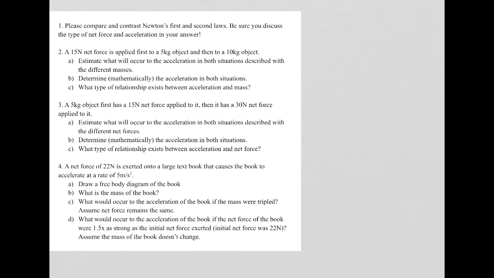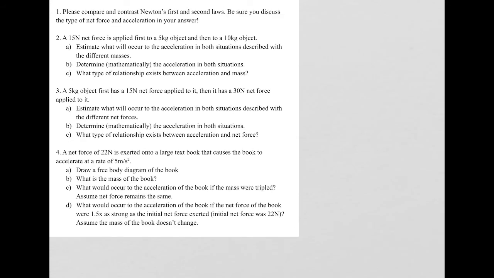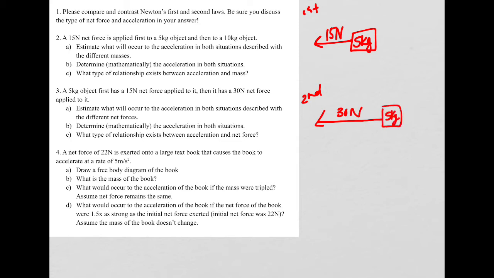Okay, now number 3. So we have a 5 kilogram object. A 5 kilogram object first has a 15 Newton force applied to it, then it has a 30 Newton force applied to it. So let's first draw our diagram. We have a 5 kilogram object with a 15 Newton force being applied to it in the first scenario. Second scenario, we have a 30 Newton force being applied to that same 5 kilogram object. Okay, so that's what we're looking at.